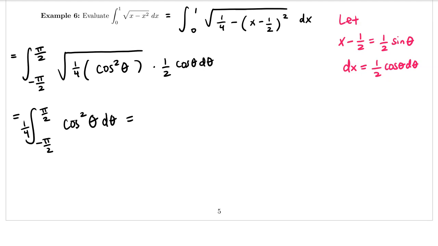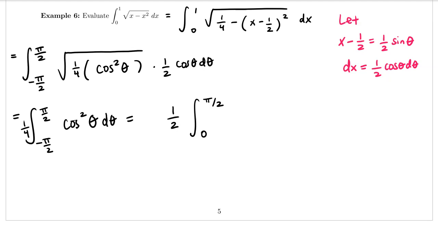Something else that we could recognize is cosine squared is an even function, and we're integrating right now from negative pi over 2 to positive pi over 2, or in other words, from negative a to positive a. So to make our life even easier, I can double the integral and change my lower limit of integration to 0, from 0 to pi over 2. So 2 times 1/4 is 1/2.